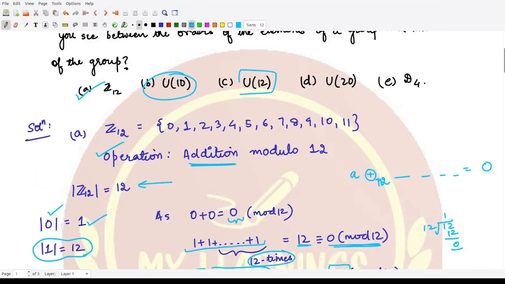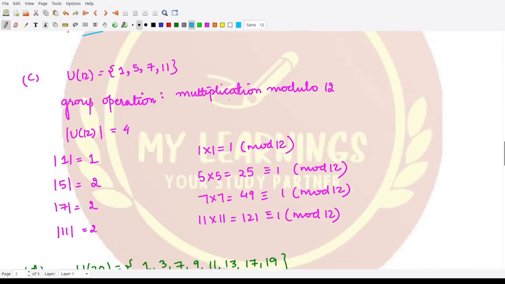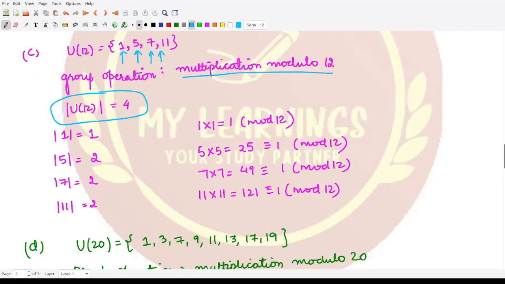We are having U12 with us. U12 means we are taking all the numbers which are less than 12 and are relatively prime, or co-prime, to 12. Here the group operation is multiplication modulo 12. So we have 1, 5, 7 and 11, 4 elements present. So the order of this group is 4. Another thing is the order of elements. We are looking for how many times we perform this operation so that we would have 1 here, and this is the least number of times.